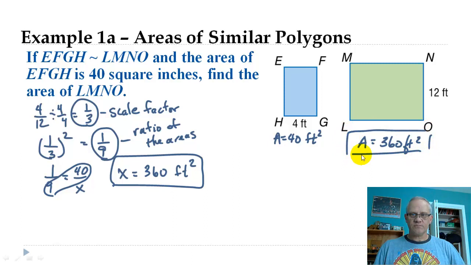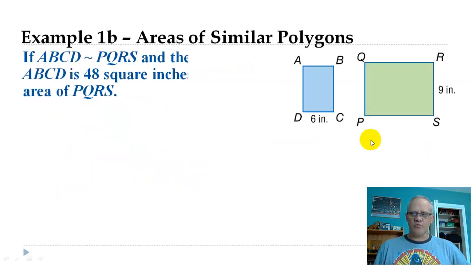So that's what we're doing: we're finding the scale factor between the two sides, then squaring that scale factor, and then setting up a proportion with that ratio of the areas to the areas. The ratio of the areas to the actual areas. I think that's probably a good way to say it. All right, let's look at one more.